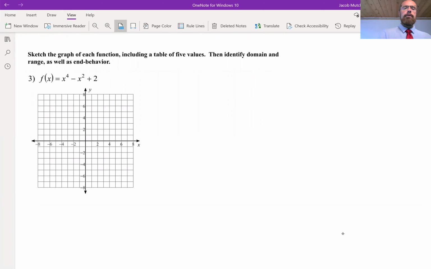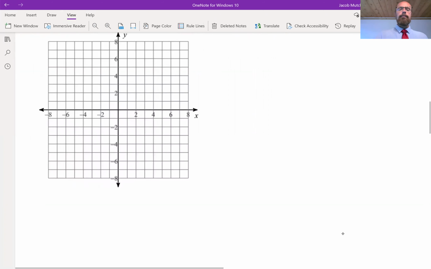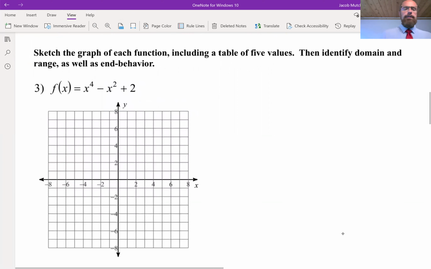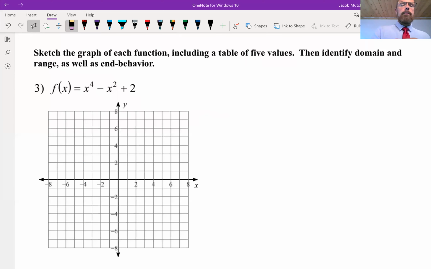Let's get 100% view here. So notice the instructions are the same. I want to sketch the graph from a table and then analyze for domain, range, and end behavior. Let's start again with our prediction.